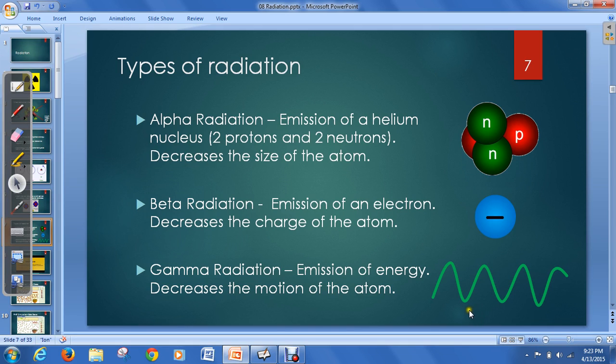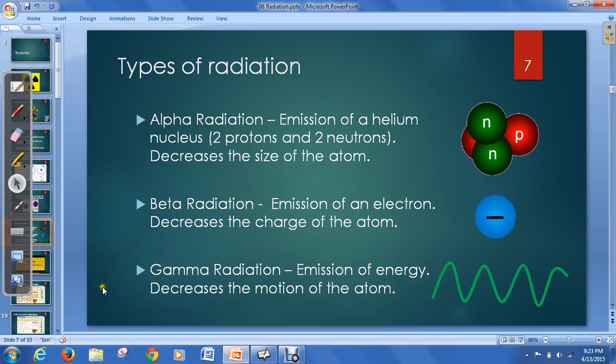Okay. And so again, that's not exactly what it is, but that's how we can think of it for this case. And so this energy kind of decreases the chaos of the atom and makes it become more stable. And again, it usually doesn't do this by itself. Usually it's alongside alpha and beta radiation.